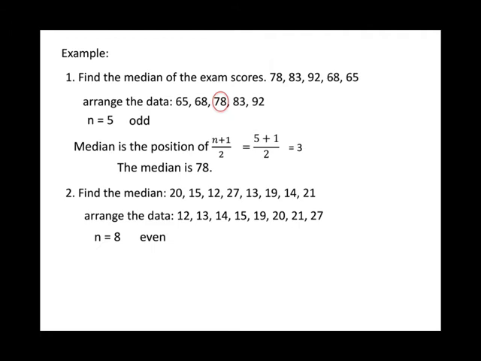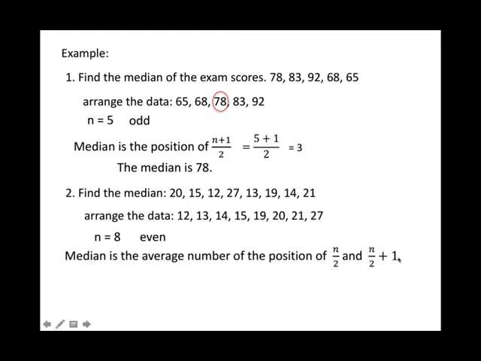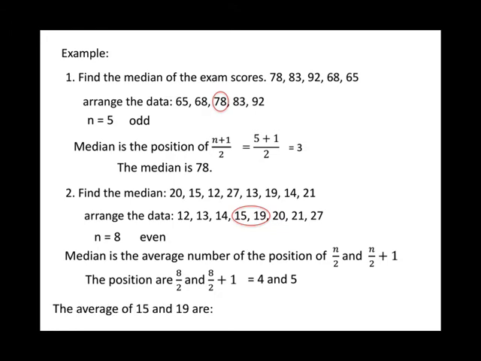So the median is the average of the numbers in position n over 2 and n over 2 plus 1. Okay, so we're going to plug in n equal to 8 here. We need to look for the positions n over 2 and n over 2 plus 1, which are 4 and 5. So we're going to count 1, 2, 3, 4, 5. Okay, so that will be your 15 and 19. We do have the two numbers here. So the median is the average of these two numbers. We're going to add them up and divide by 2. So that will be equal to 17, and the median is equal to 17.